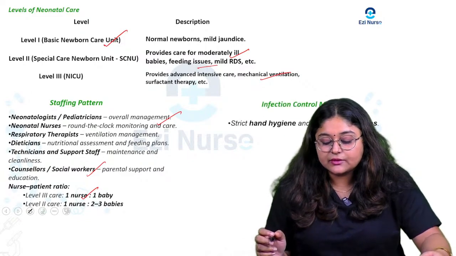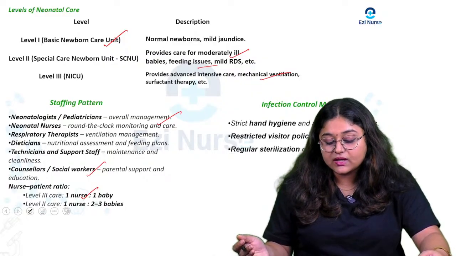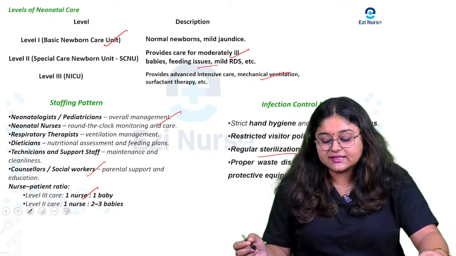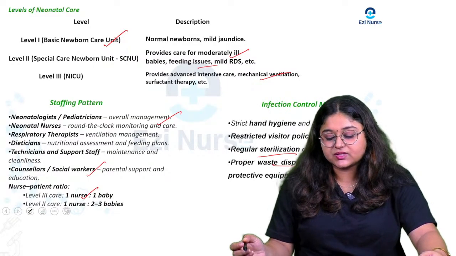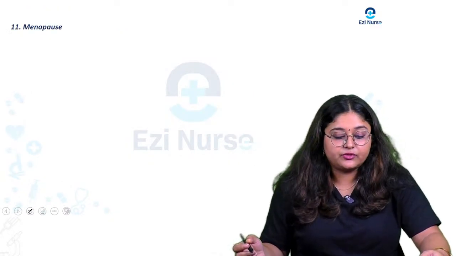Okay, so what is the infection control? Obviously hand hygiene, aseptic technique, reverse the visitor policy, then regular sterilization, and next is proper waste disposal, use of PPE. Next is a separate isolation area for infectious cases.